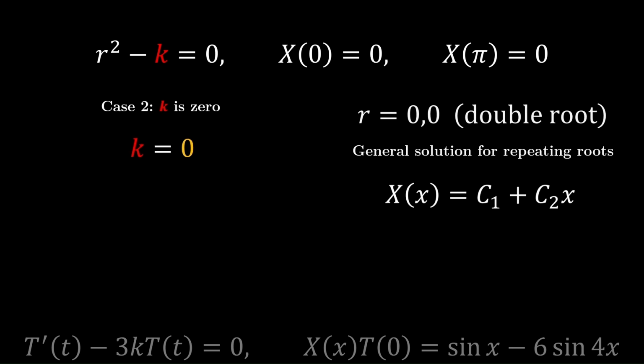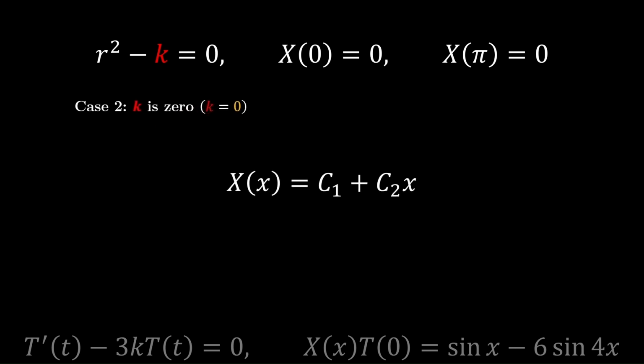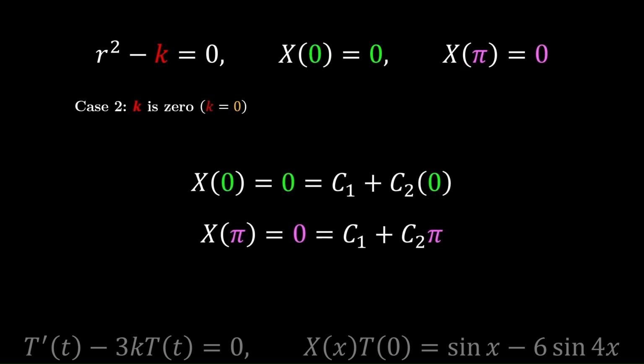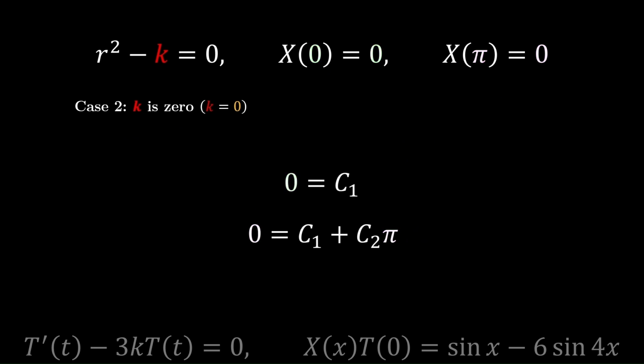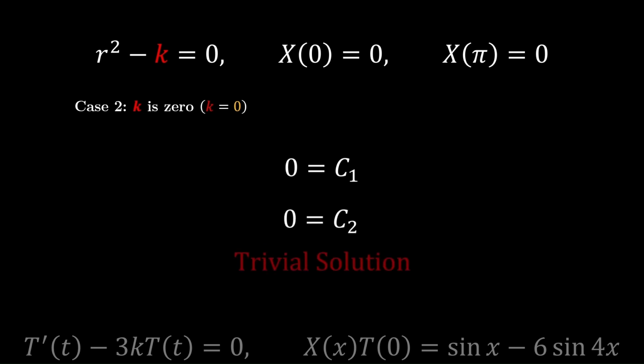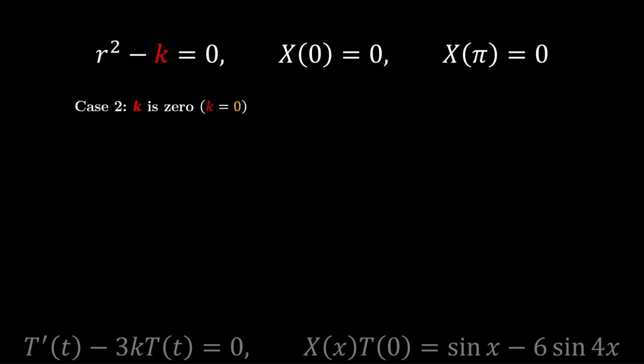We can then once again use our boundary conditions to determine the values of the constants c1 and c2, and after plugging in both of them, we end up with these two relations for c1 and c2. If c1 is 0 from the top equation, that means that c2 must also be 0, which means we once again have a trivial solution for when k is equal to 0. We can then backtrack and choose a new value for k.